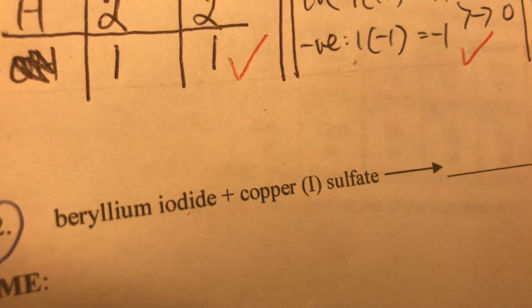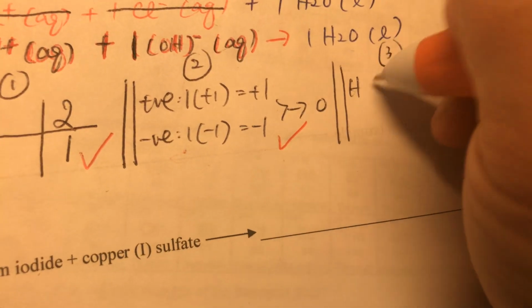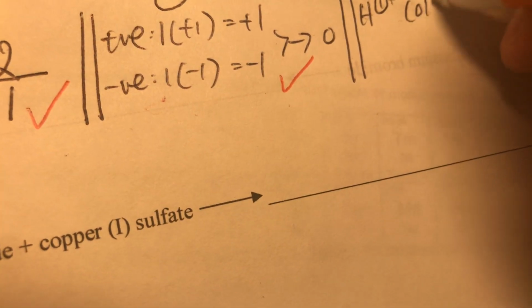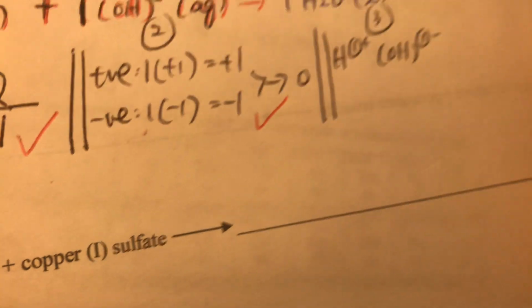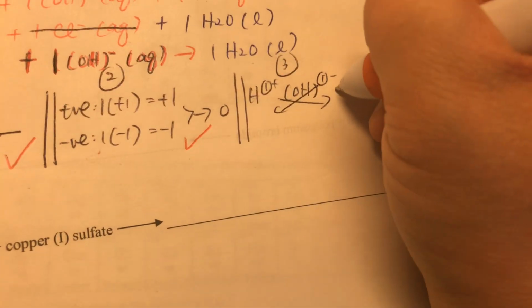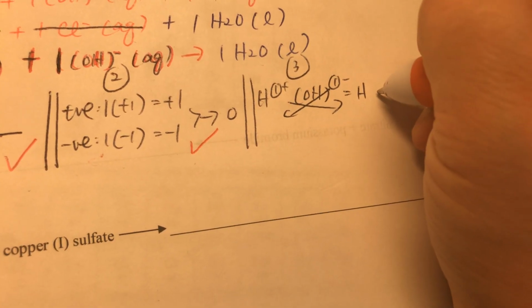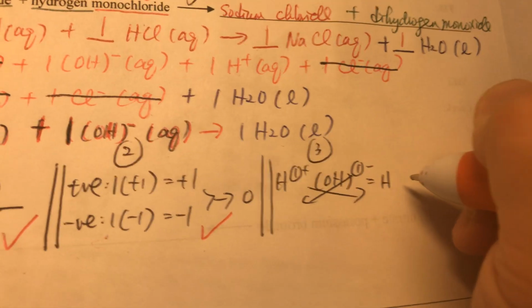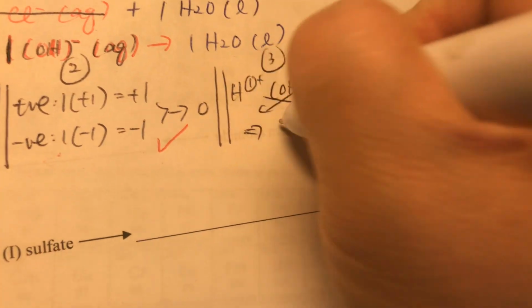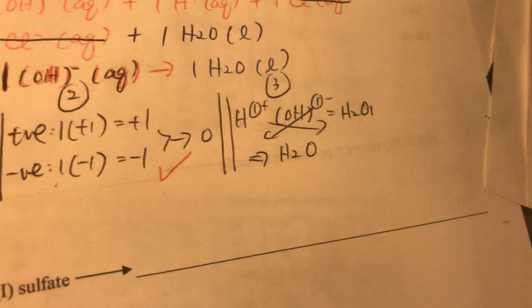Okay, and then number 3 is we cross over. So I got H plus, so I put the coefficient, like the charge, back, and then OH 1 minus. And then when you cross over, you will get H2O1, so you will get H2O. Okay, it's also good.